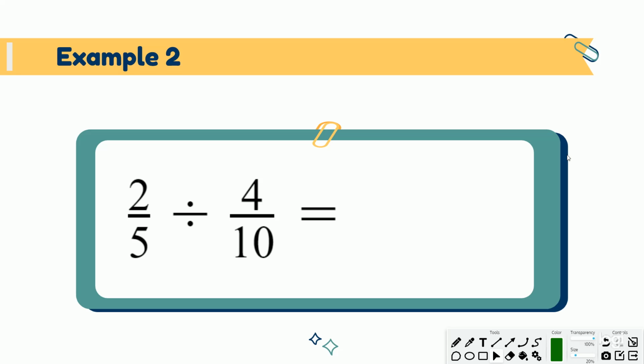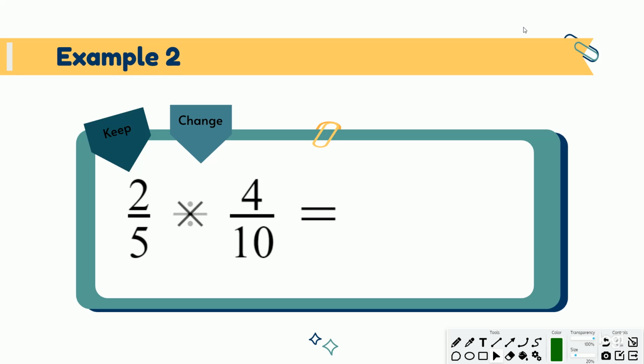Here's my next example. I have 2/5 divided by 4/10. So again, my first step is keep, change, flip. I need to keep my first number the same, change my division to multiply, and then flip my fraction to the reciprocal. So instead of 4/10, it's now going to be 10/4.